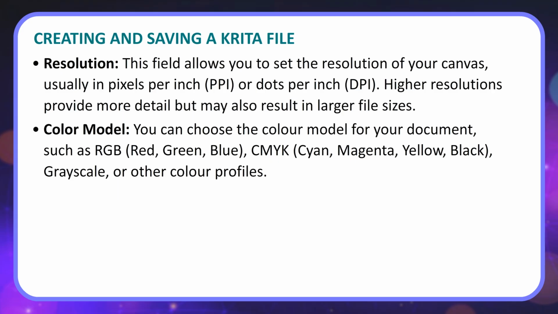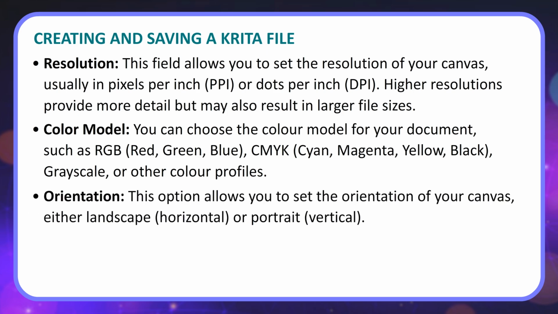Color model. You can choose the color model for your document, such as RGB, red, green, blue, CMYK, cyan, magenta, yellow, black, grayscale, or other color profiles. Orientation. This option allows you to set the orientation of your canvas, either landscape, horizontal, or portrait, vertical.